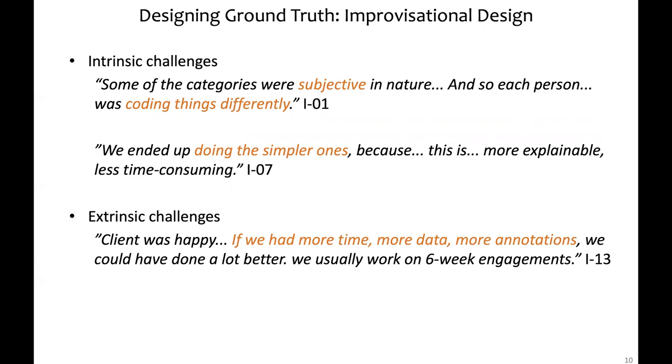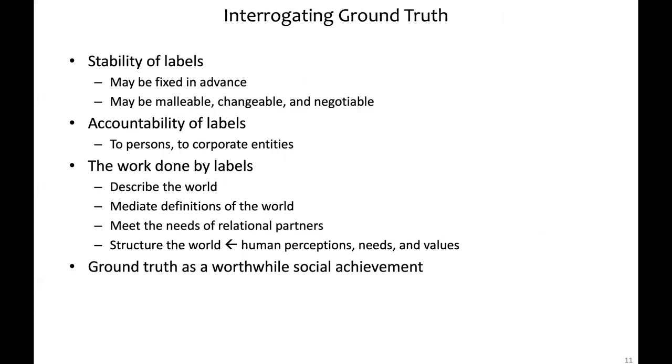An informant reflected on how they modified their labeling vocabulary to meet their client's expectations. "Client was happy. If we had had more time, more data, more annotations, we could have done a lot better. We usually work on 6-week engagements." In these examples, we see that the scope and nature of labels in improvisational design may be constrained by unanticipated challenges. Ground truth labels may be determined in advance, or they may be malleable, changeable, and importantly, socially negotiable.